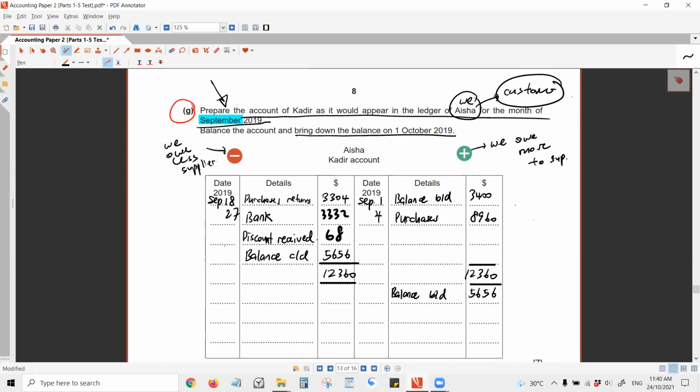Don't forget about the date. The date next to the balance c/d is the end of the month, 30th. And then balance b/d is the first day of the next month, October 1st, still in the same year, 2019. Also remember this, something many students forget: always write the year again when you have done balancing.